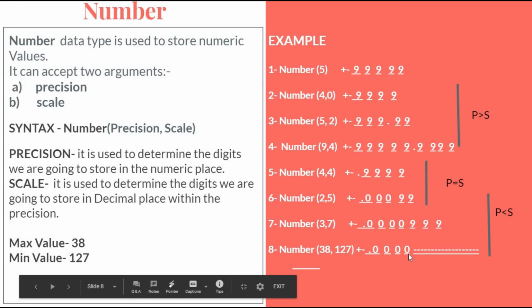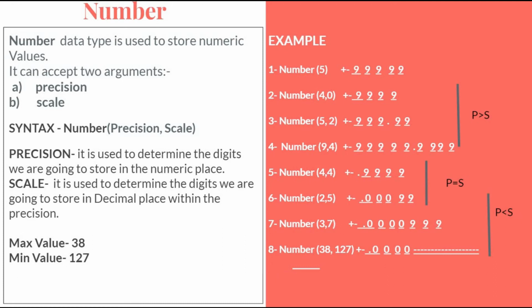One most important thing: the maximum precision is 38, and the maximum scale is 127. One more thing, the precision can never be 0. 0 means nothing, so the minimum value of precision is 1. Okay, so this is all about number syntax. Now I hope you have a proper understanding of precision and scale.